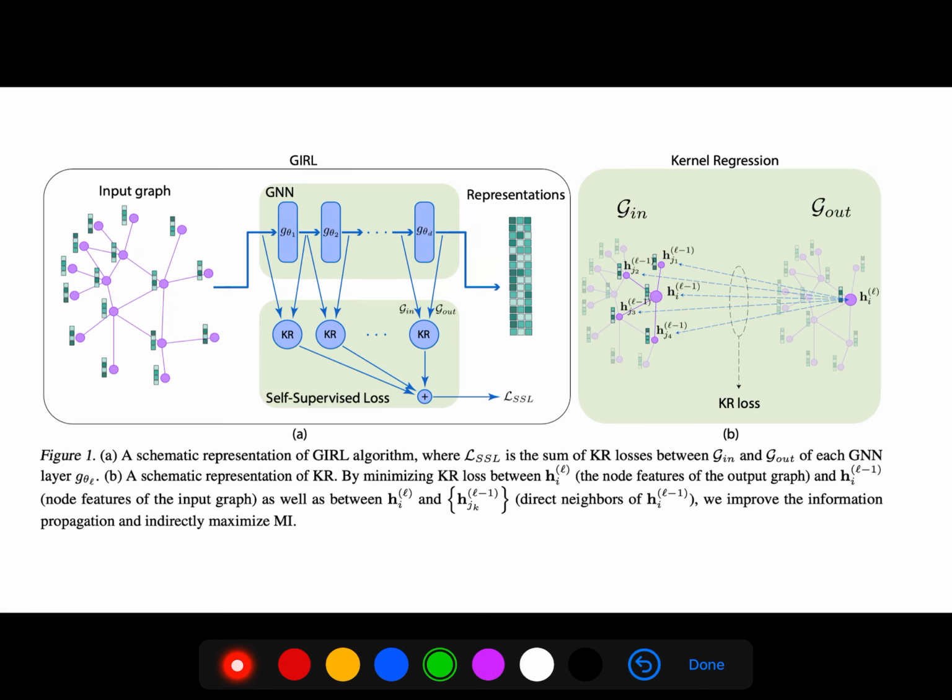So you see this schematic representation of GIRL, where L of SSL is a sum of kernel regression losses between the graph input and the graph output of each GNN layer. By minimizing the KR loss between H_i and H_i from the previous layer, we improve the information propagation and indirectly maximize the mutual information. This representation reminds me of the Jumping Knowledge paper, where we can take the readout from different layers and concatenate them, or take the max or an LSTM or any other approach.